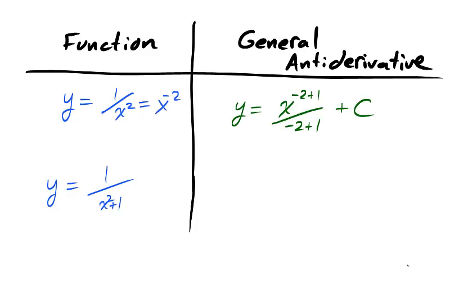As 1/x squared is x to the negative 2, and negative 2 is not negative 1, we know how to calculate the general antiderivative. We're just reversing the power rule. While the general antiderivative of 1/(x squared plus 1) is the arctangent of x plus c. But don't worry, our antiderivatives won't become too complicated until the second semester of calculus.